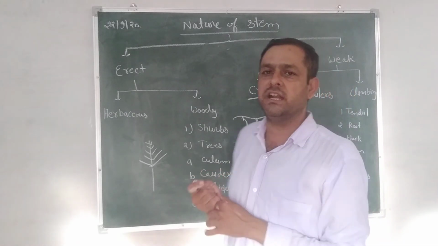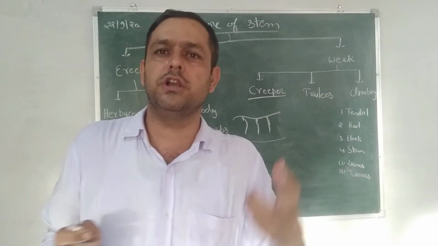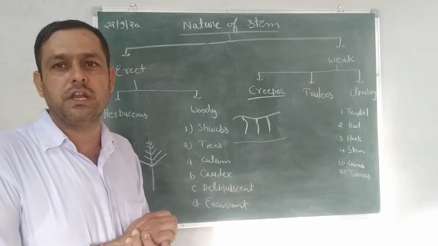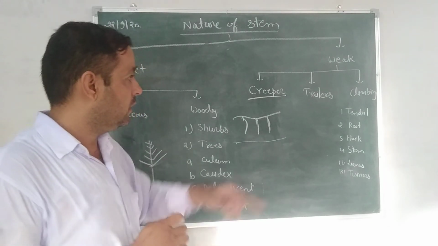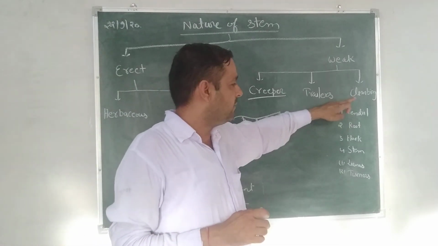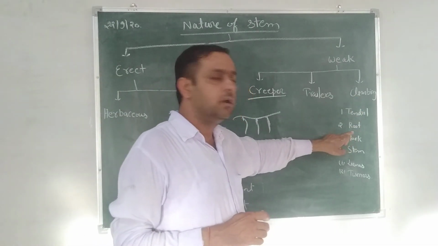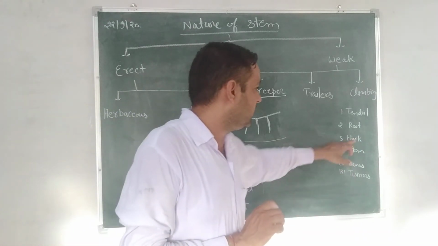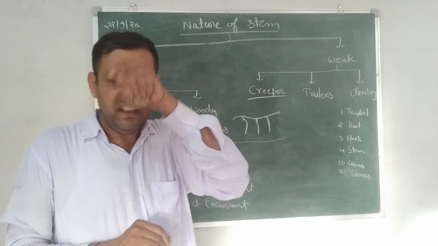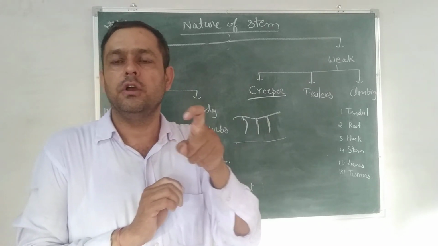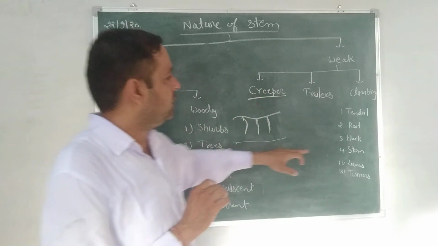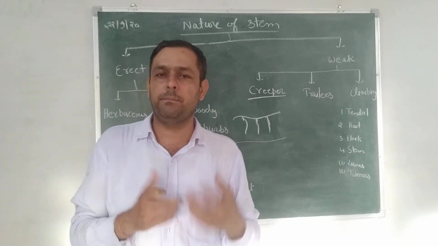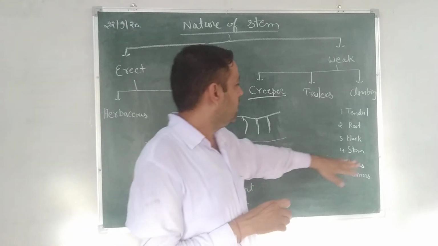Tendril means a thread-like structure. A thread-like coiled structure formed in the stem is called tendril, mostly in pea plants, and it helps in climbing, then it is called tendril climbing. Whenever the root helps in climbing, it is called root climbing. Whenever a spine-like structure, a hook, helps in climbing, it is called hook climbing. Whenever the stem itself helps in climbing, it is called stem climbing.